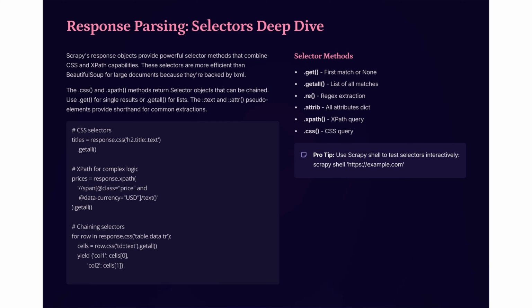Use .css and .xpath for queries, .get for single results, and .getall for lists. Chaining selectors enhances data extraction, while .re and .attrib provide regex and attribute access. Test selectors interactively with Scrapy Shell for precision.